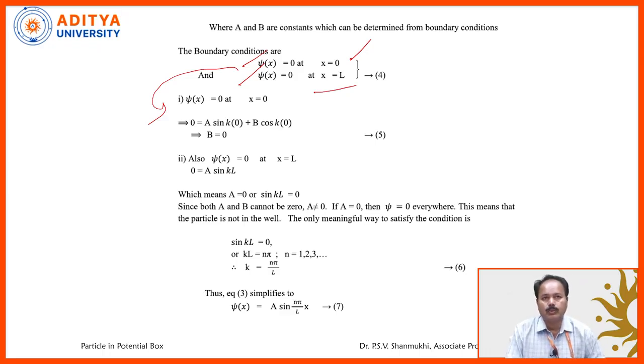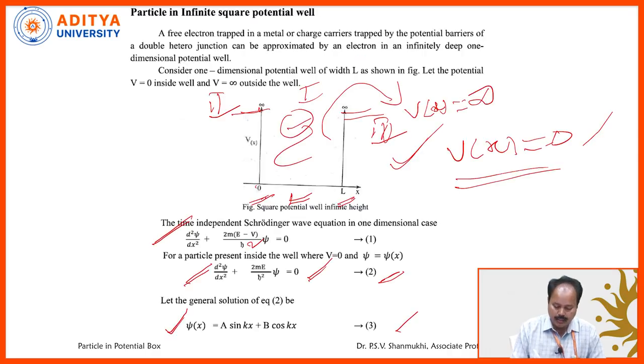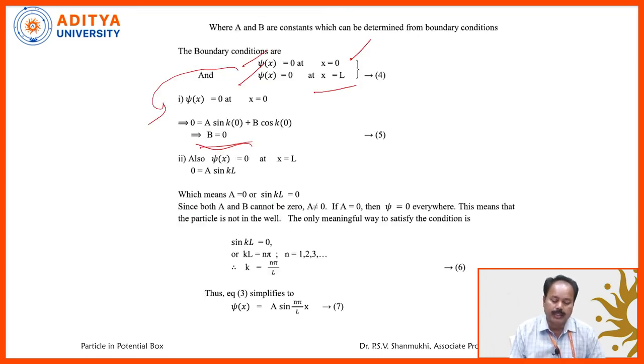0 is equal to A sin kx, with x equal to 0: A sin k0 plus B cos k0. Sin 0 is 0, we already know, and cos 0 is 1. That's why we get B is equal to 0. Actually, our assumed solution, psi of x is equal to A sin kx plus B cos kx, A into something plus B into something. But applying the first boundary condition, we are getting B is equal to 0.